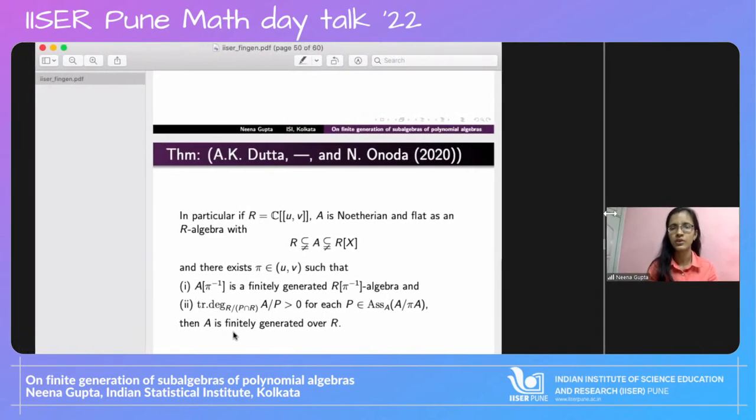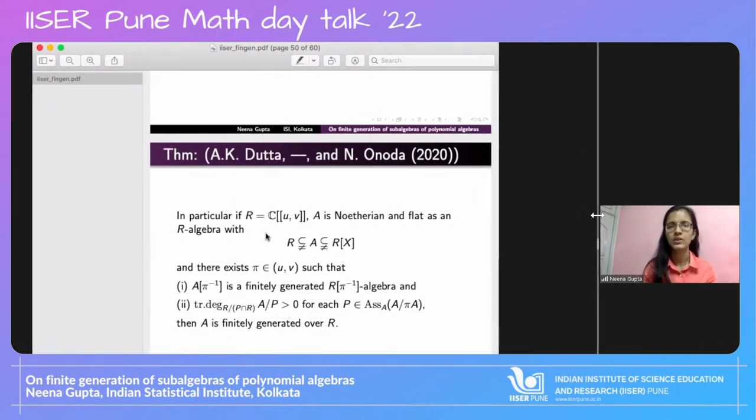Now we can ask other questions about this condition: the transcendence degree of A mod P is positive. This is actually a necessary condition, very necessary for the ring to be finitely generated. And in this case, it turned out to be sufficient also.